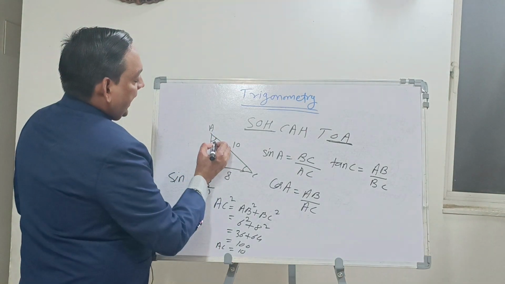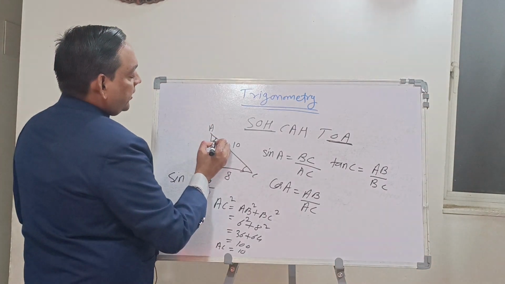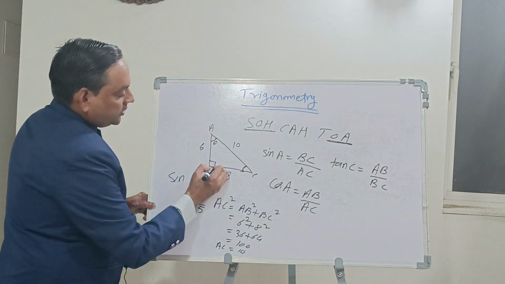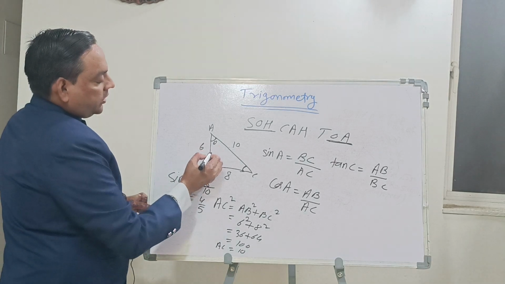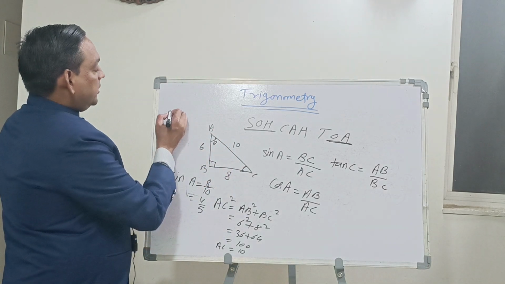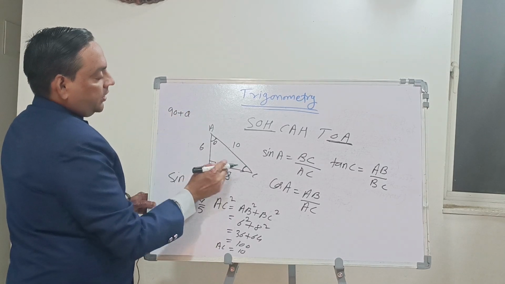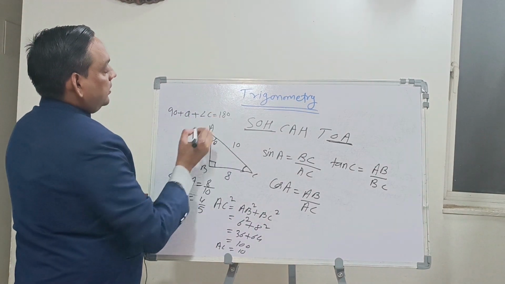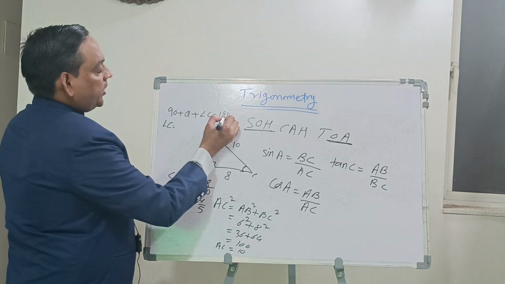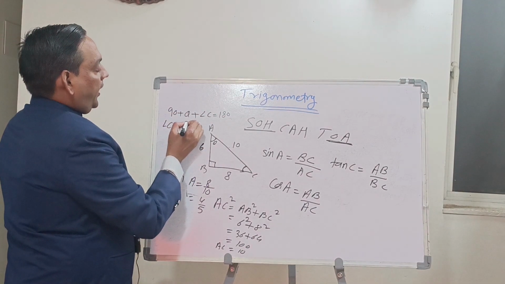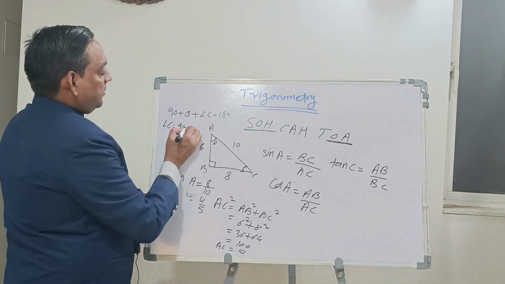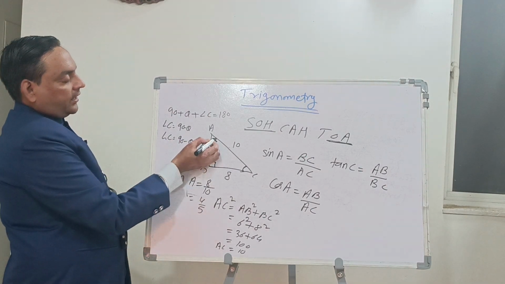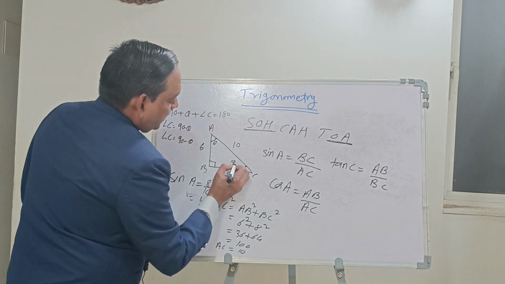Now suppose this angle is theta. So what about this angle? Now see, already we know it's a right angle triangle. Sum of all three angles is equal to 180 degree. This is 90 degree and the other angle is theta. So what is the angle C? Total is equal to 180. So angle C is equal to 180 minus 90. That gives you 90, and this angle is theta. So 90 minus theta. So angle C is equal to 90 minus theta. So if this angle is theta, this angle is 90 minus theta.